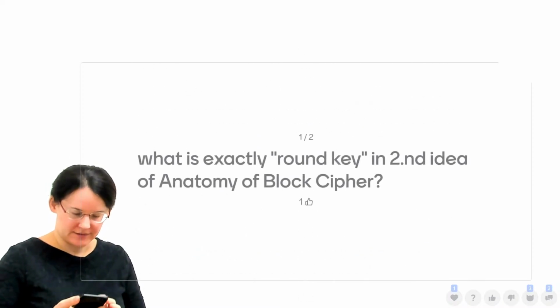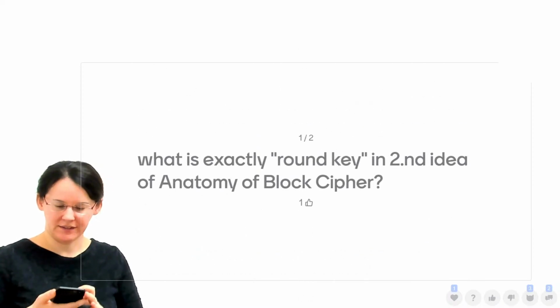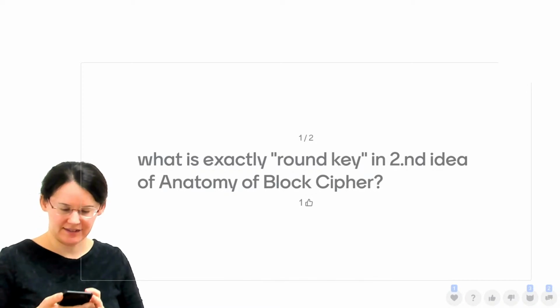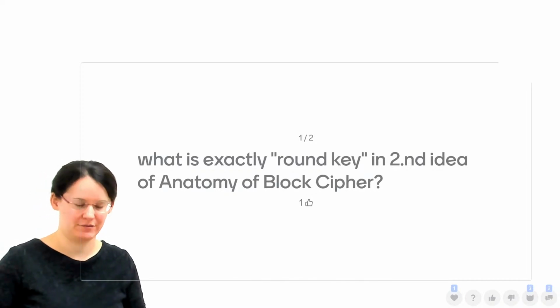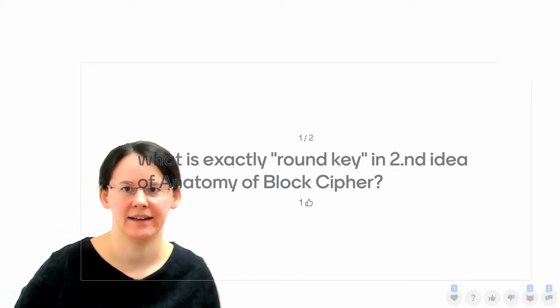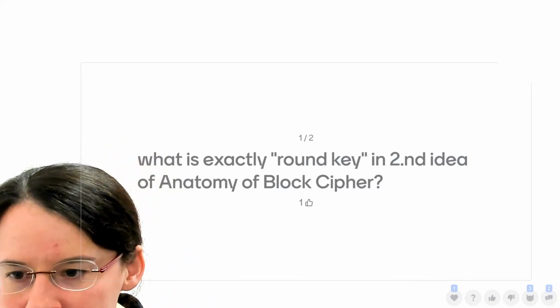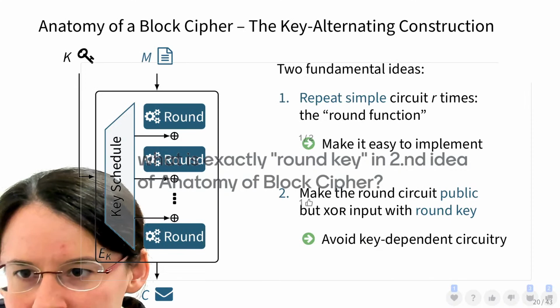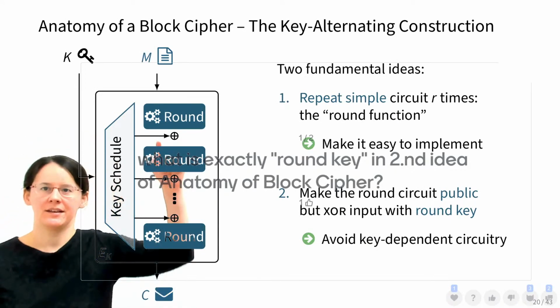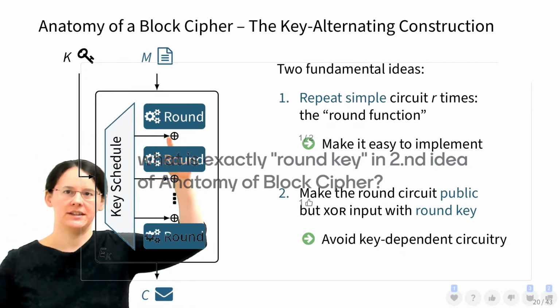Okay, let's look at the next one. What exactly is the round key in the second idea of the anatomy of a block cipher? So let's show the slide again. You're probably asking what exactly this round key is here.